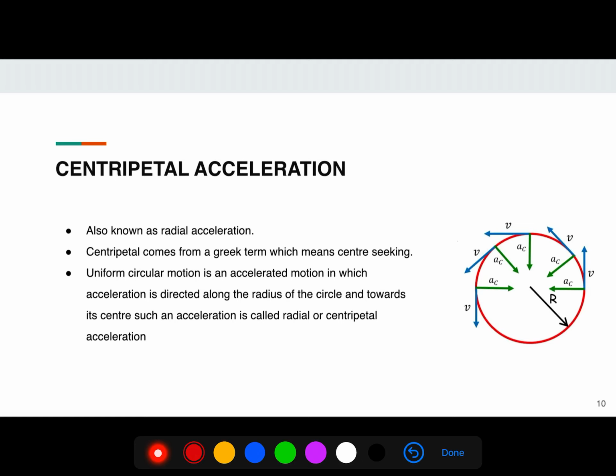Due to this acceleration, the particle is changing its direction when it is moving in a circular path. So, we can define centripetal acceleration in another way, that it is the acceleration in a body when it is under uniform circular motion.